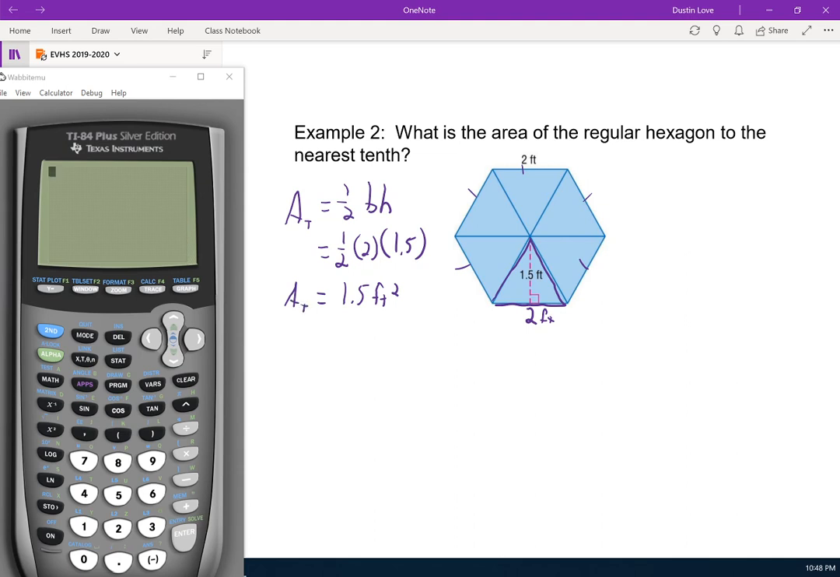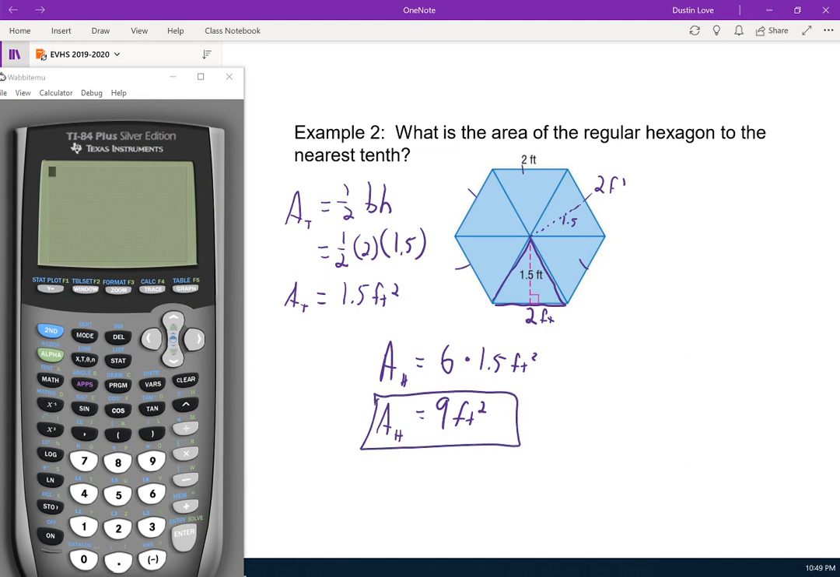Now, we know that every single one of these triangles is going to have the exact same area because they all have the exact same side of 2 feet and they have the exact same apothem of 1.5 feet, which means that the area of the hexagon is going to equal the number of triangles, 6, times the area of each triangle, which is 1.5 feet squared. Then we're going to multiply that through. Well, 1.5 times 6, actually that's just 9. I don't need the calculator today. That's just going to be 9 feet squared.